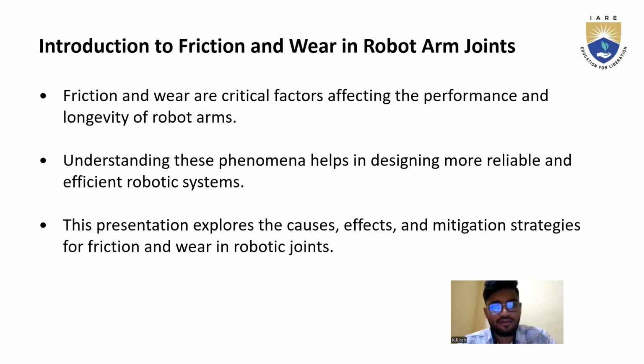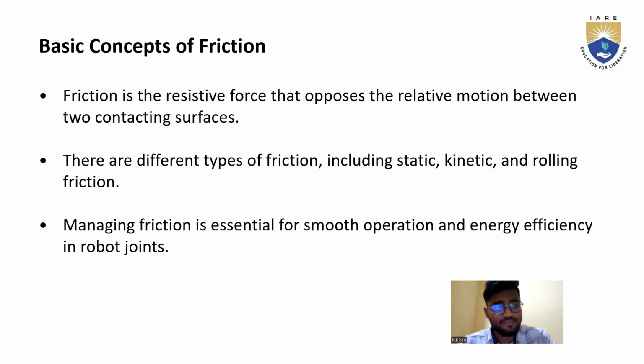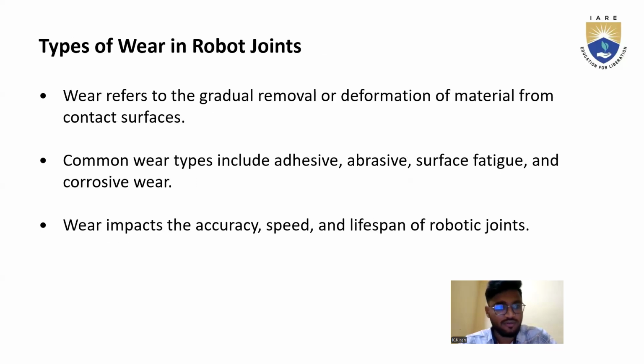It is the main factor in the performance and longevity of robot arms, and it makes them more reliable at the same time. The basic concept of friction is the motion between two contacting surfaces, and there are different types of friction. Basically, we can use static, dynamic, kinetic and rolling. This is essential for this experiment.